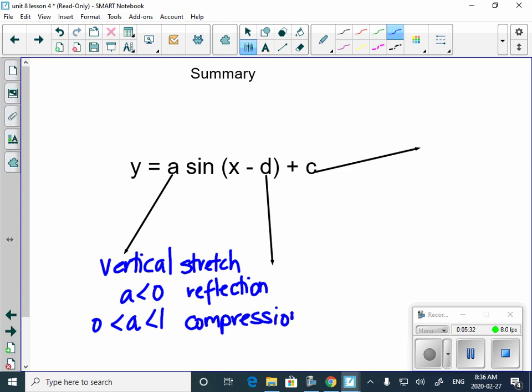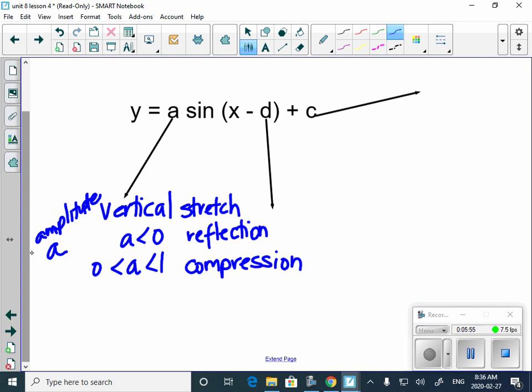So it's going to be flatter. But in this unit, a helpful word can be amplitude, which is usually 1. My amplitude is A, whatever that A value is.